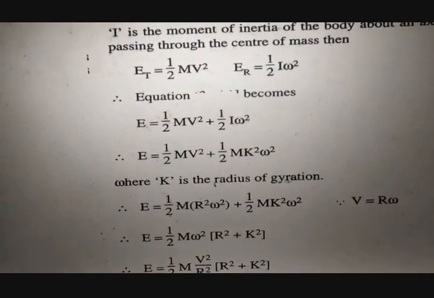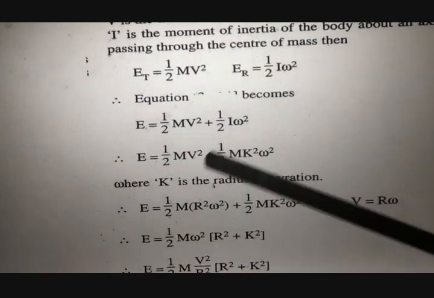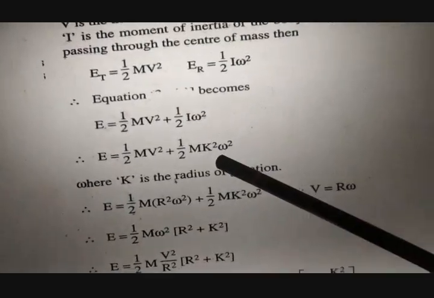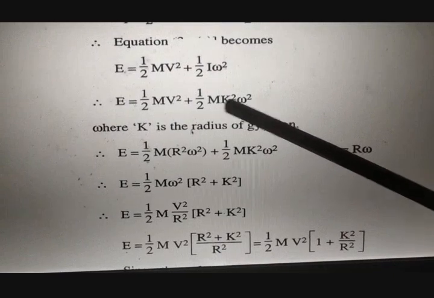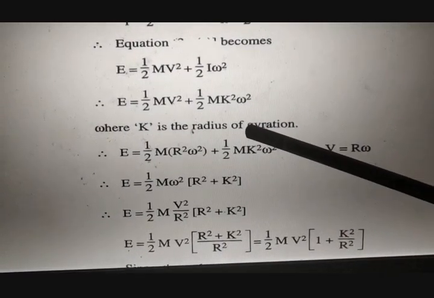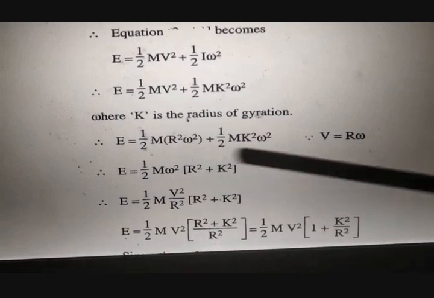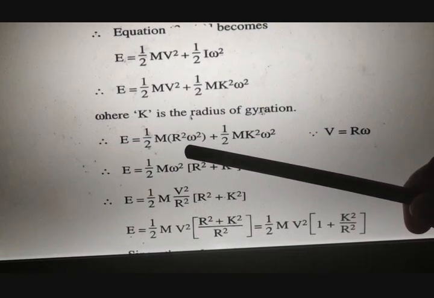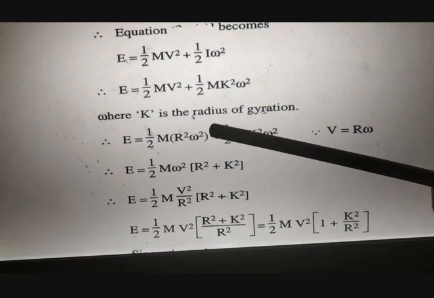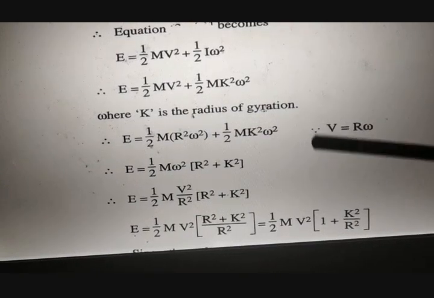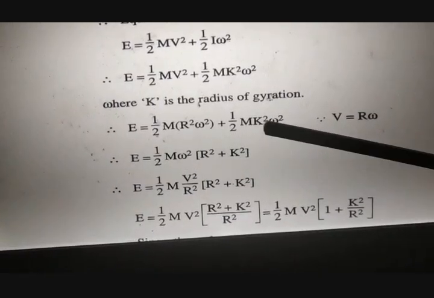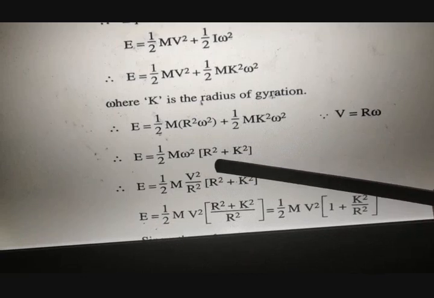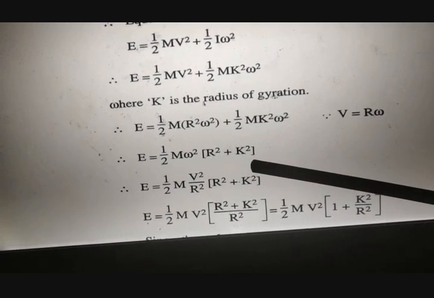So now next step, here instead of I we have written mk square, by the definition of radius of gyration you have seen. I can be written as mk square, where k is the radius of gyration. Then next step, you know v equals r omega, so substitute over here v equals r omega, so that will be r square omega square, plus half mk square omega square as it is. Now in both the terms half m and omega square are common, so take them outside. Then in the first term only r square will remain, plus in the second term only k square will remain.